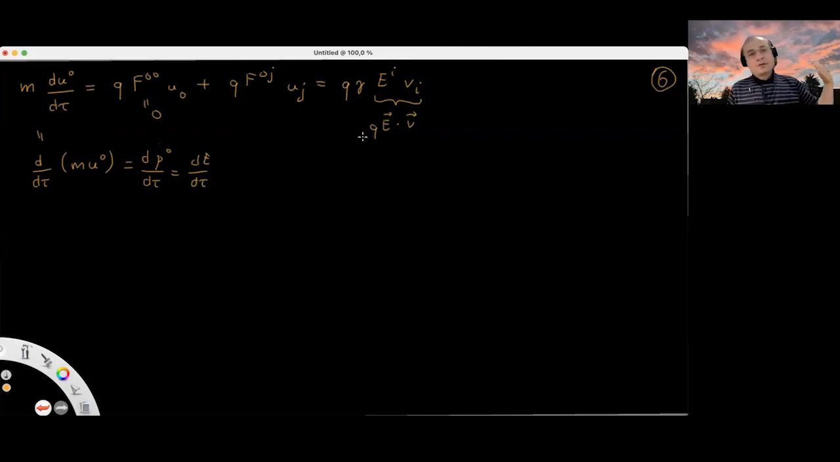Obviously, when your charge is following a trajectory with an electric field, it might be gaining or losing energy depending on the direction of velocity. It may speed up if it's already moving in the same direction as the electric field points. I'm assuming that the charge is positive. Or it may be losing energy, and that's exactly what happens here. So the zero component of this equation is basically the energy conservation.